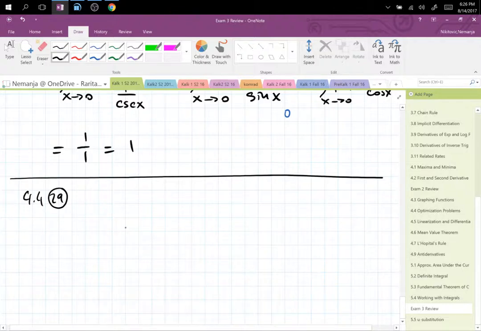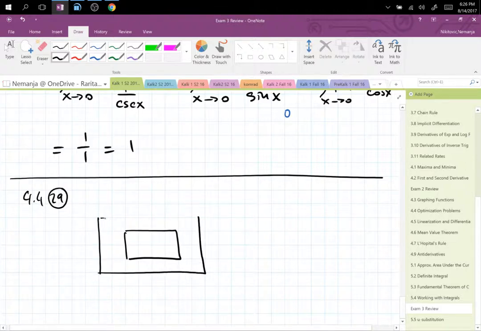So say you have, this is the garden, and you have a border. The border is 2 meters on each side and 1 meter on these sides. The flower garden needs to be 30 meters squared. And they're trying to figure out what are the dimensions of the garden that would minimize the combined area of the garden and borders.